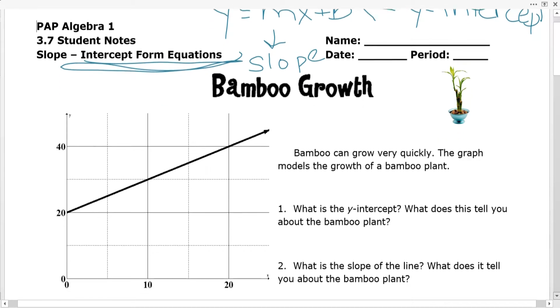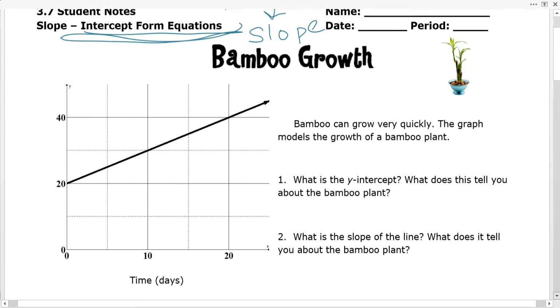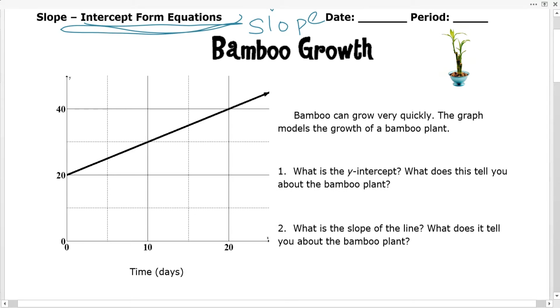Here's some bamboo and it's growing very quickly. Didn't know if you knew that. Okay, so here's my graph. So the first thing we're looking for is the y-intercept, which is here. The y-intercept is (0, 20).